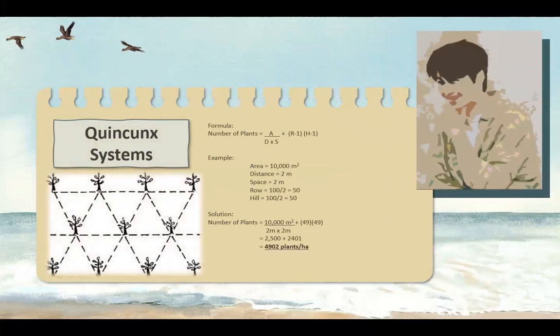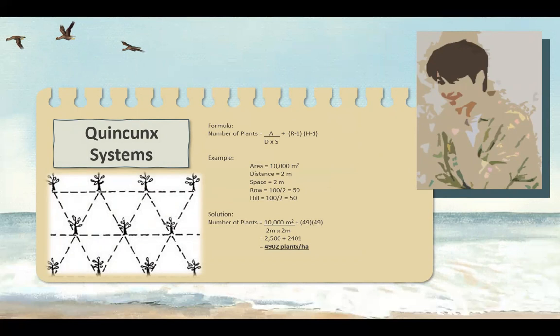Next system is what we call the King Kong or diagonal system. This system of planting can be done following the square system with an addition of a tree in the center of each square, which is called the filler crop. To know the number of plants using the King Kong system, we use the formula area divided by distance times S, plus R, which is row minus 1, times H, which is hill minus 1. For example, the given area is equal to 10,000 square meters.